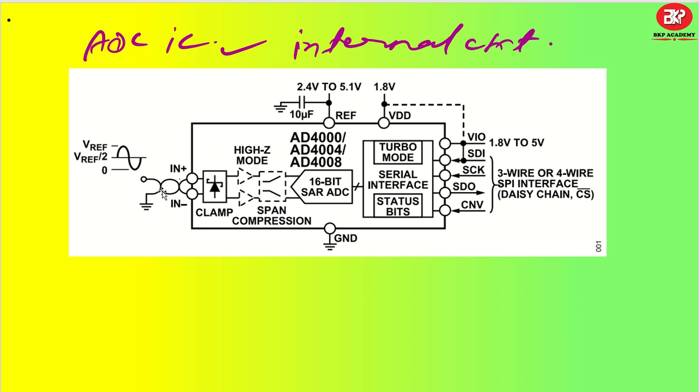So this is differential input that is coming up. Then we have a clamp diode, which we use for protection purposes. Then we have the span compression or driver circuit, and this has the ADC circuit, which is going to be a 16-bit ADC. One of the ICs that we had used is AD4008, for the application of ADC converters, and this has an SPI interface. The SPI interface you can connect to your FPGA or even an MCU.